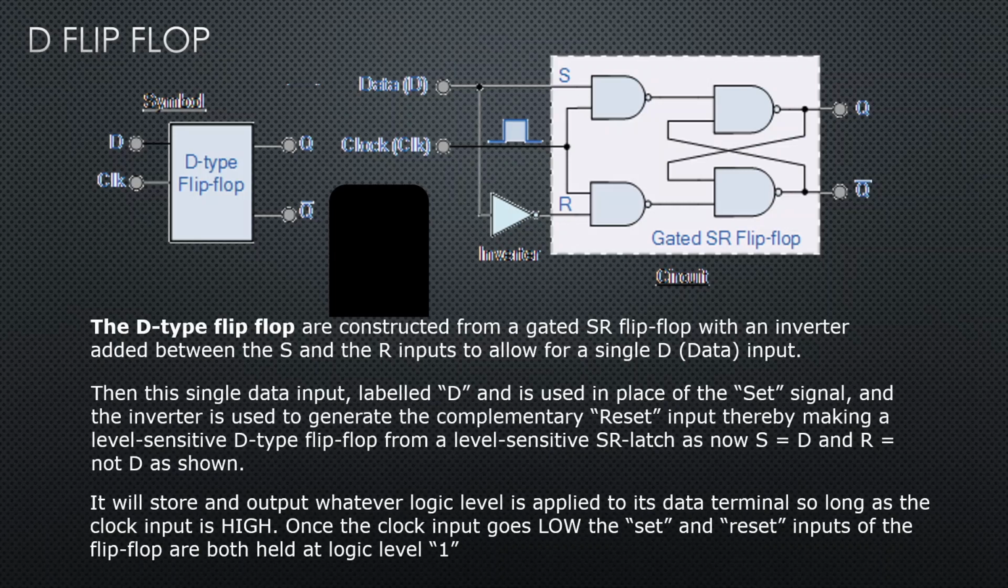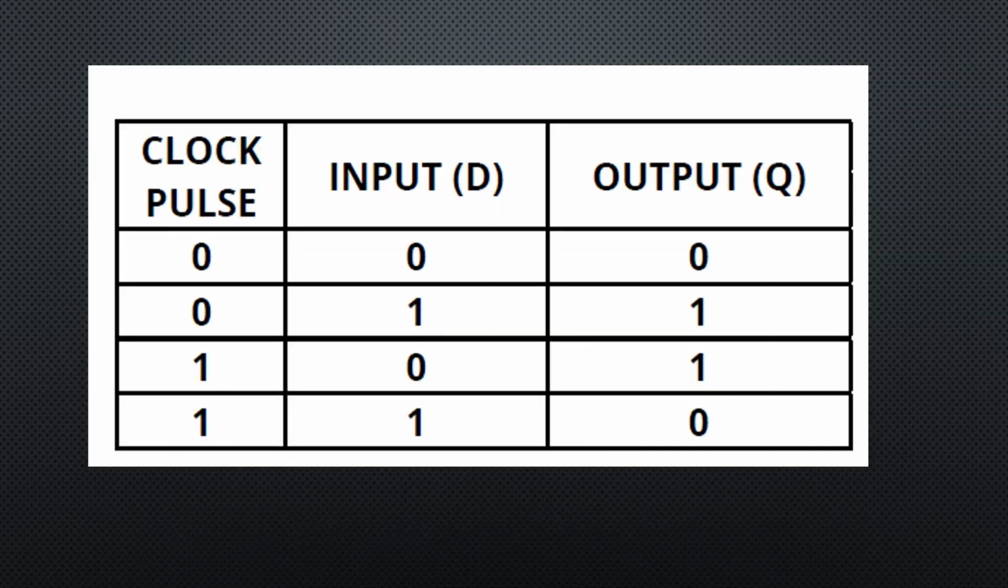It will store and output whatever logic level is applied to its data terminal, so long as the clock input is high. Once the clock input goes low, the set and reset inputs of the flip-flop are both held at logic level 1. We'll see the characteristic table. In this we'll get only 4 characteristics: 0, 0 state. If the input is 1, output will be 1, and input 0, output will be 1 when the clock pulse is 1. And if the input is 1, the output will be 0.